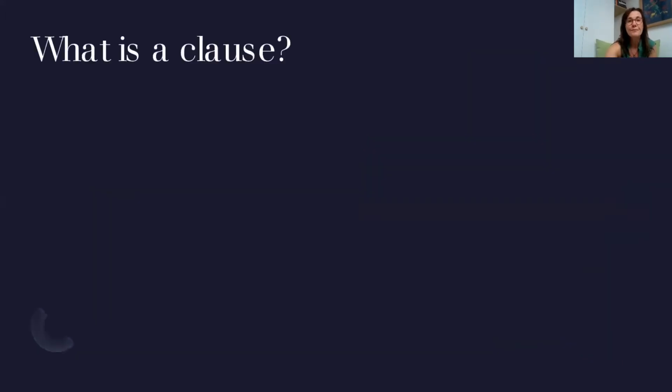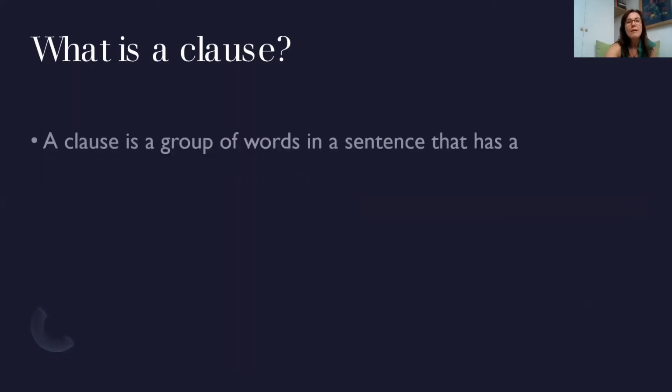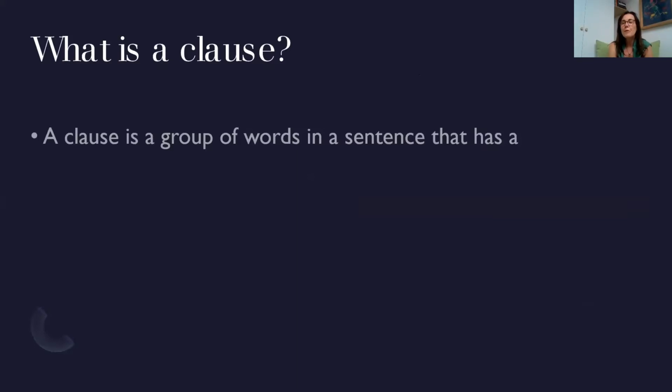Okay, moving on. So what is a clause? A clause is a group of words within a sentence that has a verb. I want you to notice that a clause, whatever type of clause it is, needs to have a verb or a suggestion of a verb, a verb that is suggested but has been left out. So a clause is a group of words in a sentence that has a verb.